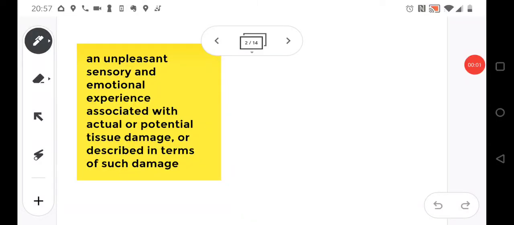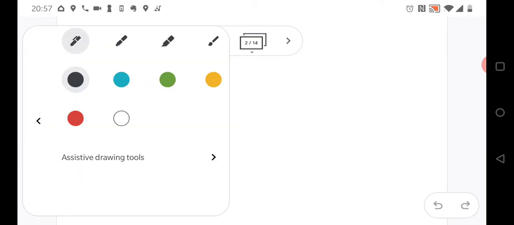What is the official definition of pain? This definition, of course, you have in the presentation, but I copied it here. So this is an unpleasant sensory and emotional experience associated with actual or potential tissue damage, described in terms of such damage. So there are a couple of things here that are critically important.